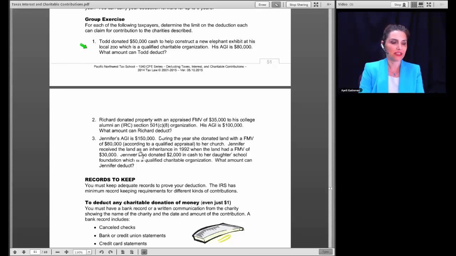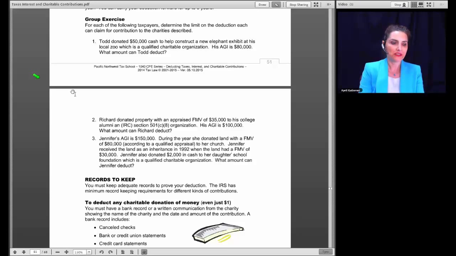The first question says, Todd donated $50,000 of cash to help construct a new elephant exhibit at his local zoo, which is a qualified charitable organization. His AGI is $80,000. What amount can Todd deduct? Those of you who are in the audience here, think about this for a minute, and you could chat in the answer. Let's take a look at the rules.